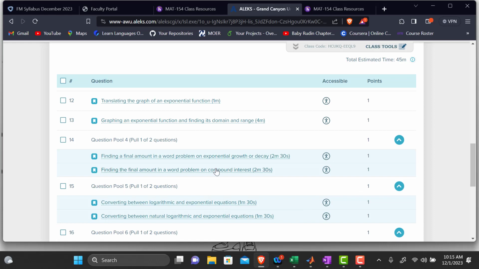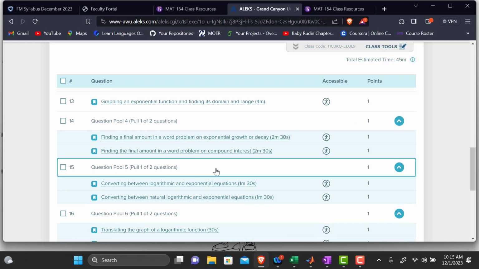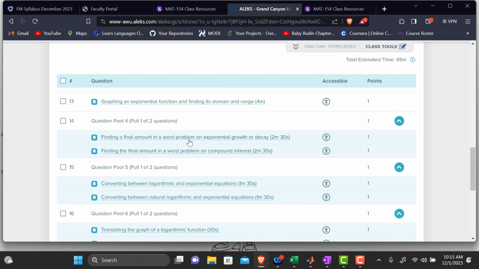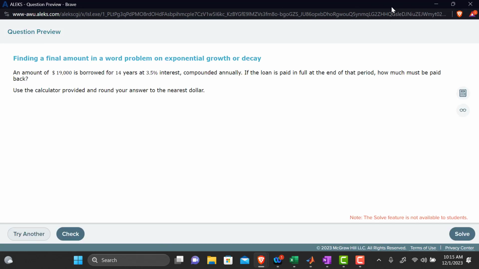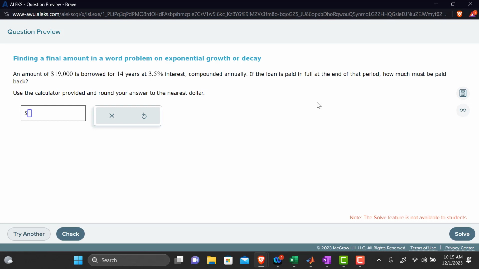Let's jump back to our list here. On to 14, finding a final amount in a word problem on exponential growth or decay. Let's go ahead and open this up. We're going to need to write down this information here. We're looking for some key information, then we'll go over the equation as well.